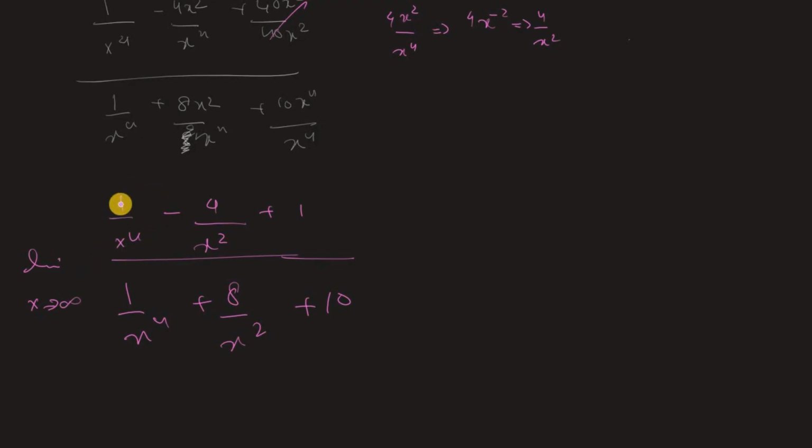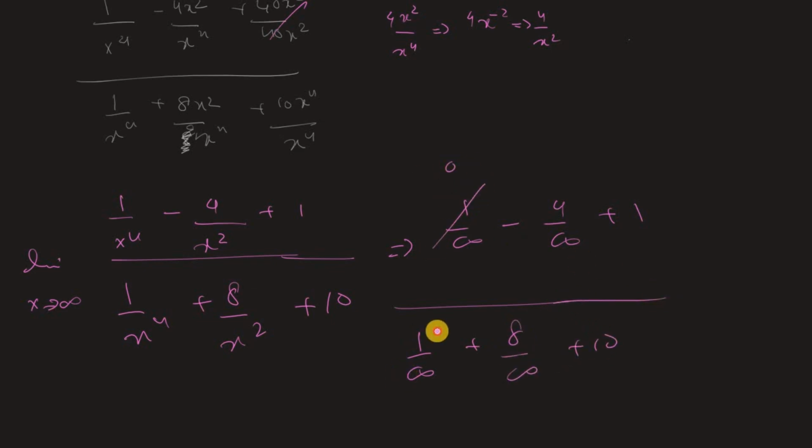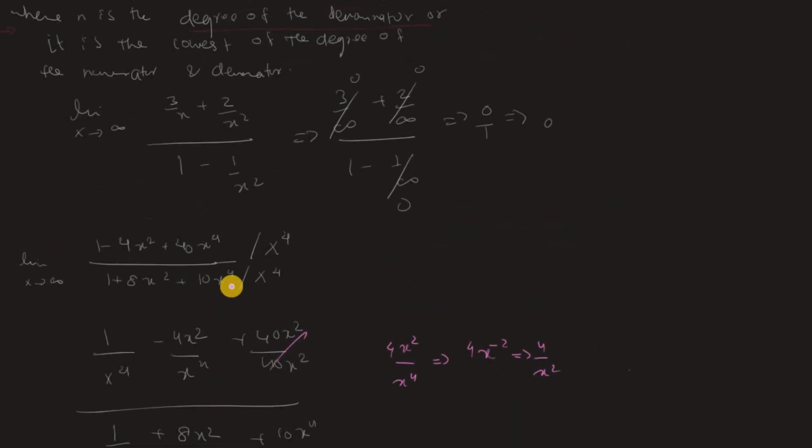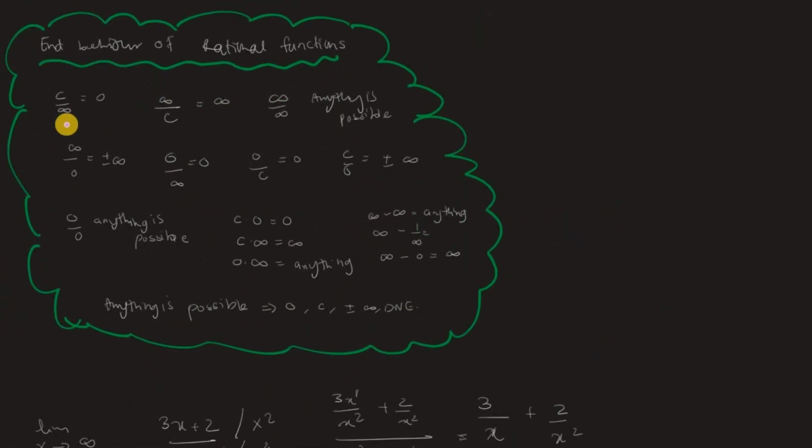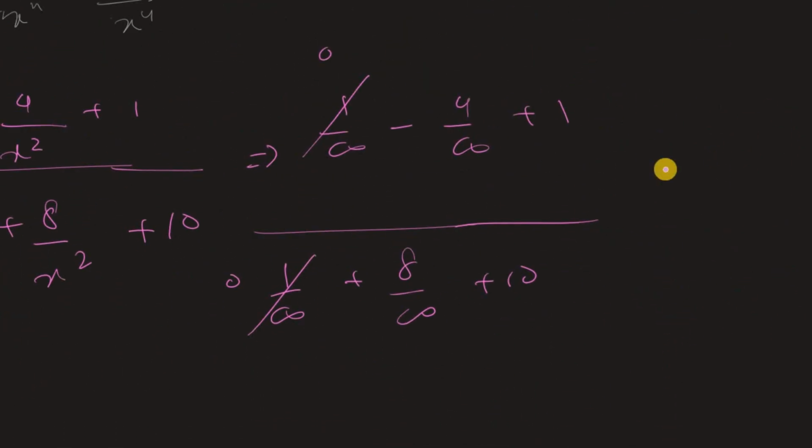Now if we evaluate this, we have 1 over infinity to the power of 4 minus 4 over infinity squared plus 1 over infinity to the power of 4 plus 8 over infinity squared plus 10. Okay, so 1 over infinity is 0, and what is a constant over infinity? If you don't know it, let's look at our table. A constant over infinity is basically 0. Okay, so a constant over infinity, that's a 0. So here we're only left with 1 over 10.